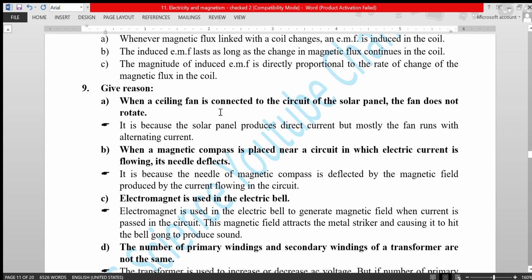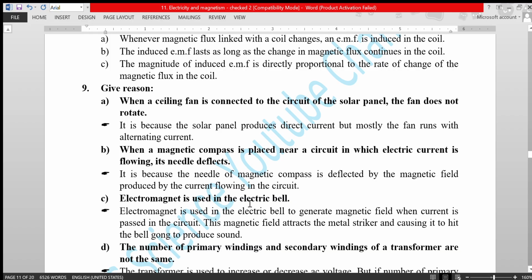Give reason. When a ceiling fan is connected to the circuit of a solar panel, the fan does not rotate. It's because the solar panel produces direct current, but mostly the fan runs with alternating current. When a magnetic compass is placed near a circuit in which electric current is flowing, its needle deflects. It's because the needle of the magnetic compass is deflected by the magnetic field produced by the current flowing in the circuit.